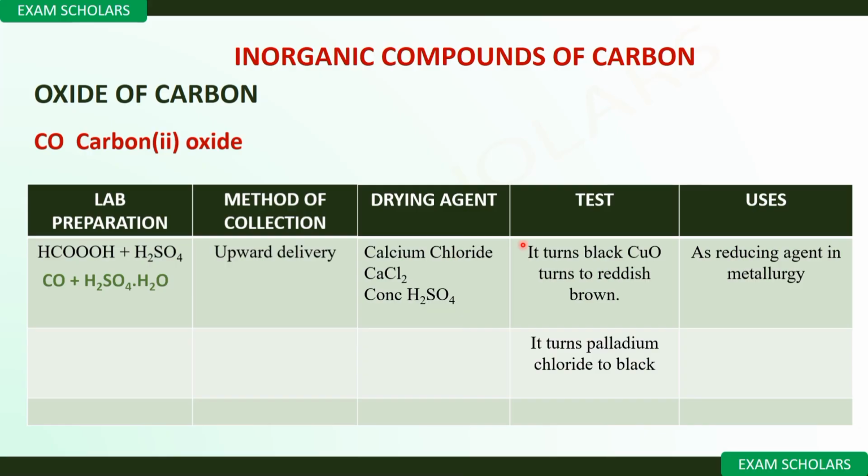Now the test. This one has many tests. It turns black copper(II) oxide into reddish brown. It also turns palladium chloride paper black. One of the uses of carbon monoxide is in the production of iron, as a reducing agent in metallurgy.